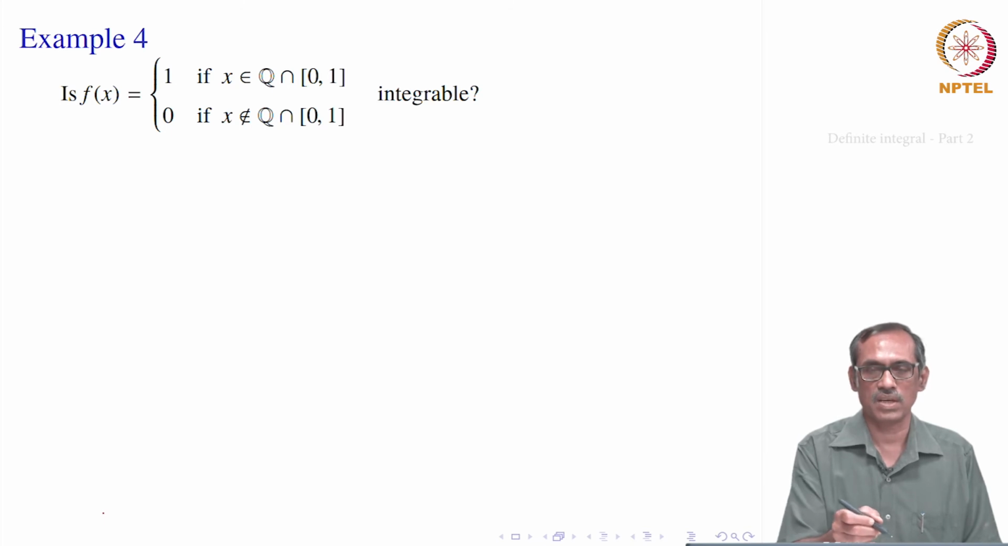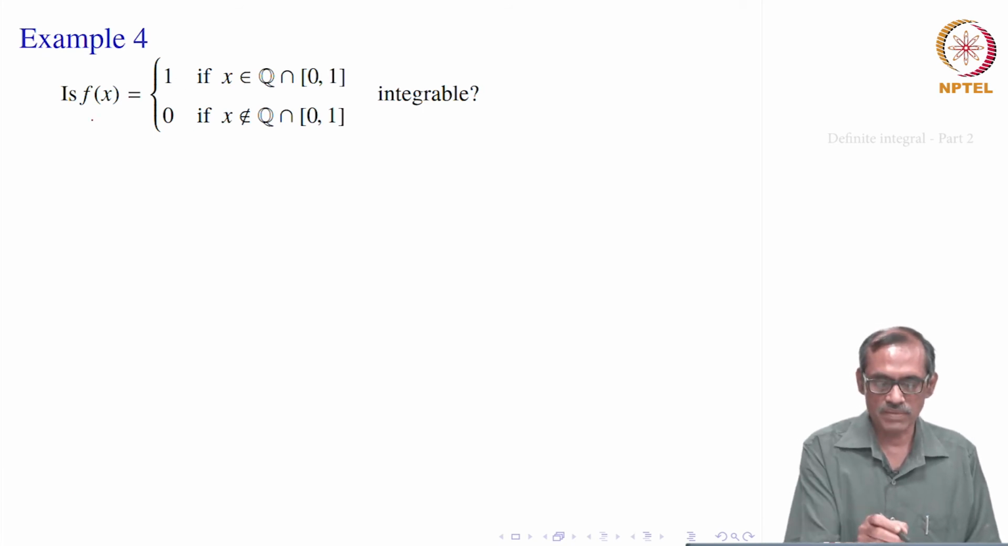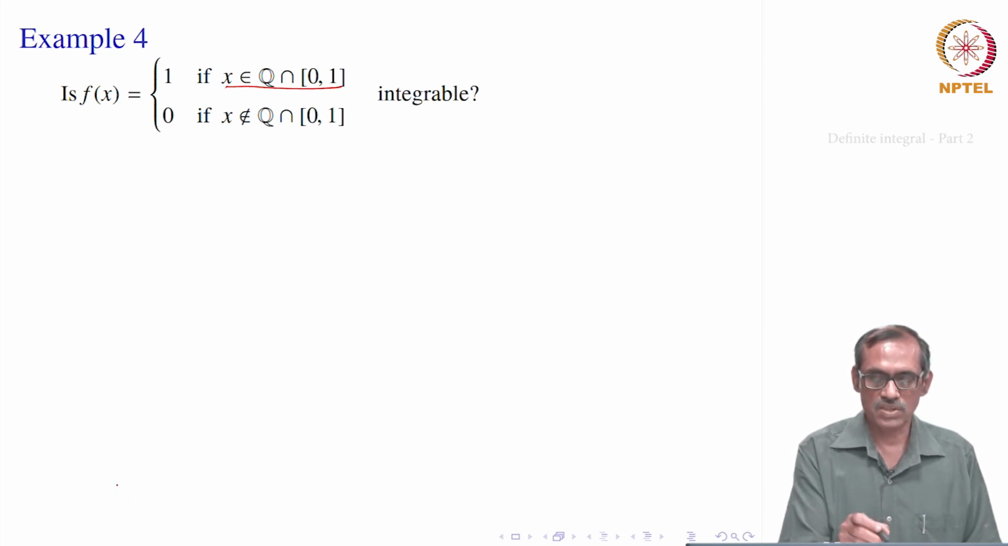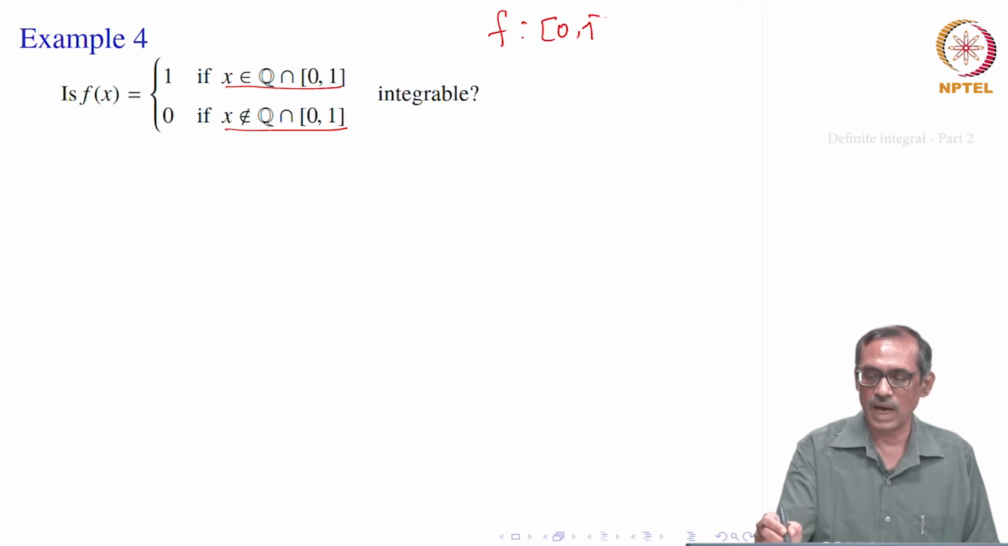If a function is not continuous, it does not mean that it will not be integrable, but here is an example where it is not continuous and it is not integrable. We give this function f of x equal to 1 if x is a rational number between 0 and 1, and it is 0 if it is irrational and between 0 and 1.